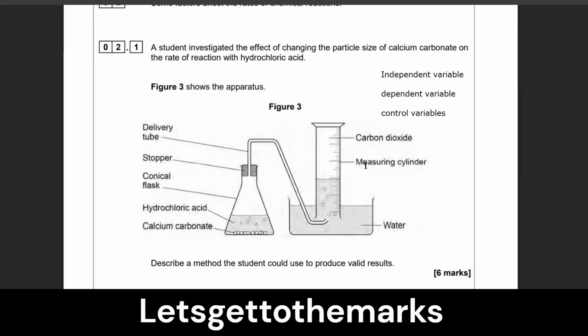So what are they actually measuring? Well, we've got a measuring cylinder. There's a clue. What do you think we're measuring? Well, we're measuring the bubbles of gas. We're actually measuring the volume. So our dependent variable is to measure the volume of gas.